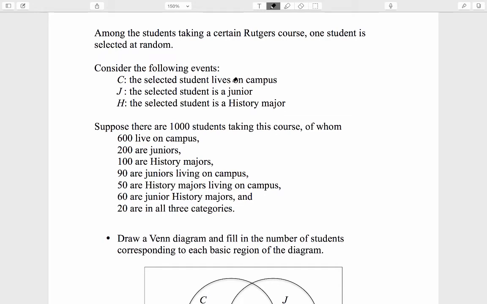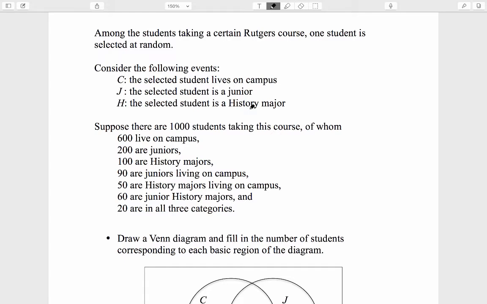Let's look at one. Among the students taking a certain Rutgers course, 1 student is selected at random. So that's our experiment. The course has a roster, there is some list of students enrolled in the course, and we select one at random. The outcomes in this experiment are equally likely. Let's consider the following events. The event C, that the selected student lives on campus, the event J, that the selected student is a junior, and the event H, that the selected student is a history major.